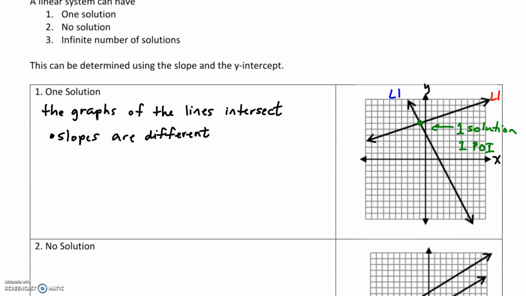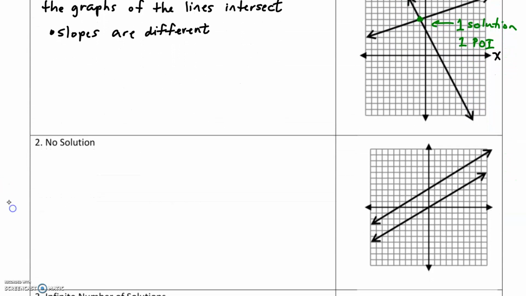Let's look at the next situation, which is no solution. We can see here on our Cartesian plane that line 1 and line 2 are parallel to each other. If you have parallel lines, they can never cross, and therefore you have no solution, no point of intersection. So let's write that down. The graphs of the lines are parallel and will never meet.